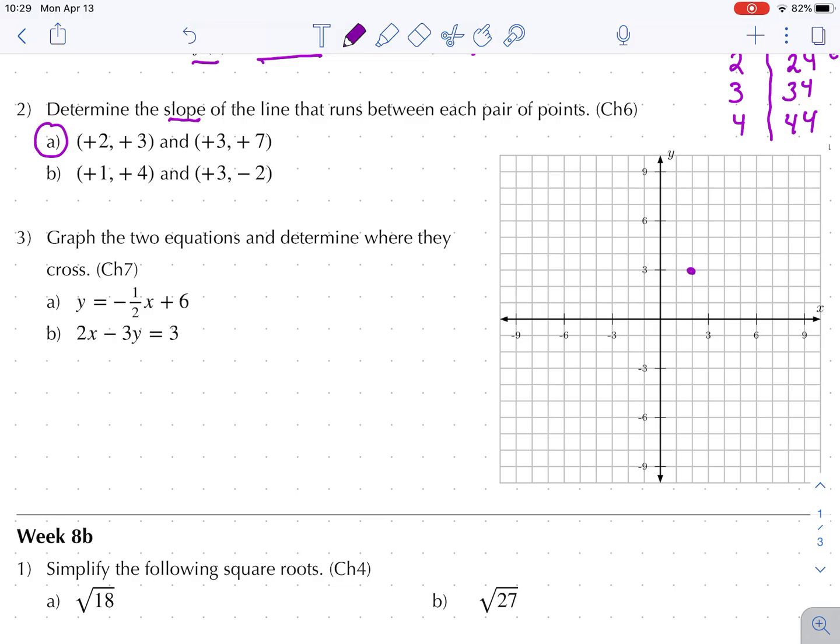So the point 2 and 3 is right there on my graph. And then plus 3 and 7 is right here. You can see that it goes over 1, it has a run of 1, and it has a rise of 1, 2, 3, 4, rise of plus 4. So slope is equal to our rise, plus 4, over our run of plus 1.